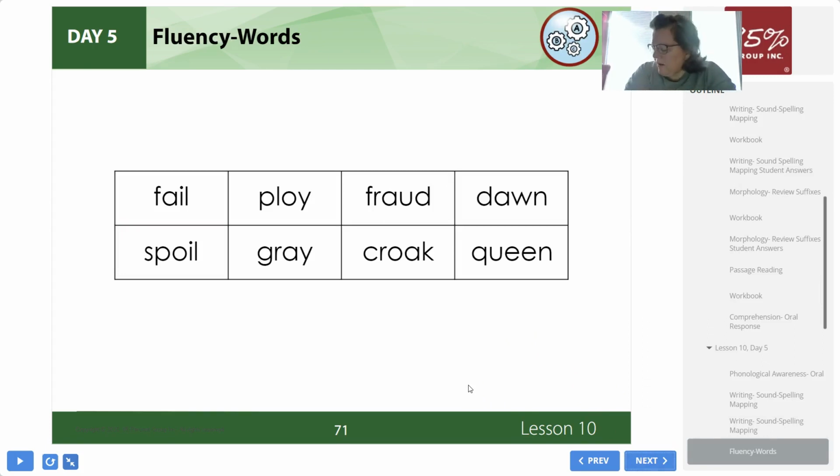We've been reviewing how to read vowel team words. Look at this word grid. Please read it aloud with me. Ready? Fail, ploy, fraud, dawn, spoil, gray, croak, queen.